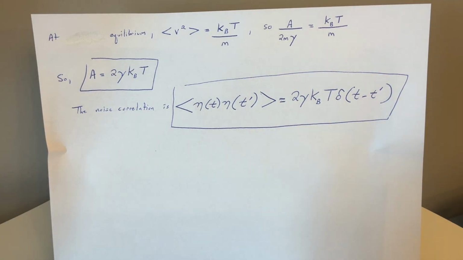And the noise correlation is going to be the expectation value of eta of t eta of t prime equals 2 gamma k sub B T delta of t minus t prime.